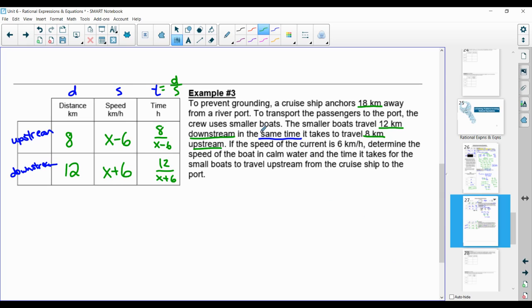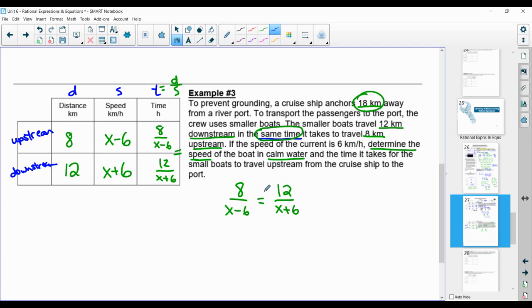Now, again, those keywords that I mentioned before, in the same time. In the same time means that our time values are going to be equal to each other. So in this case, if you think about it, this 18 kilometers away is just a distractor. It doesn't actually play any role in this question unless they were to ask us how long it takes to get from the boat to the cruise ship. So if we go back and look at our question, we're asked to determine the speed of the boat in calm water. In other words, we're looking for the value of x. Since these are equal, we're going to have 8 over x minus 6 equal to 12 over x plus 6.